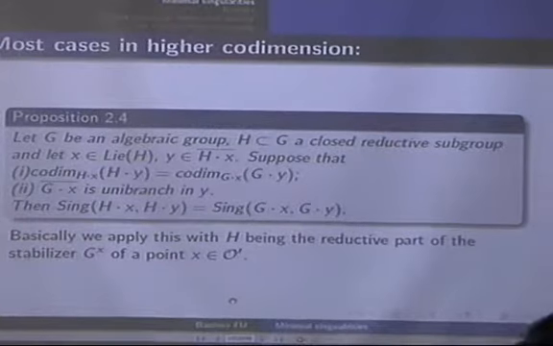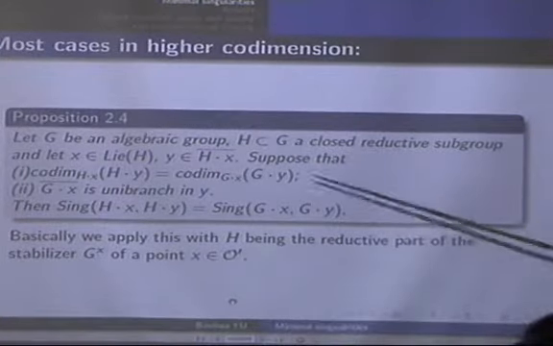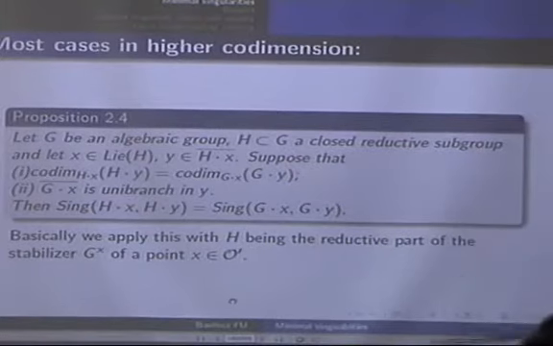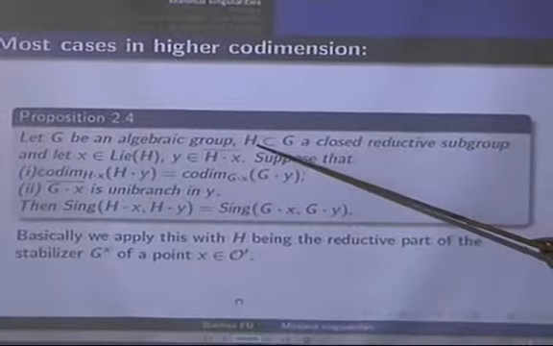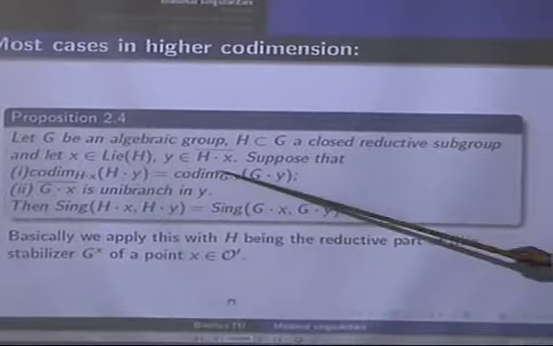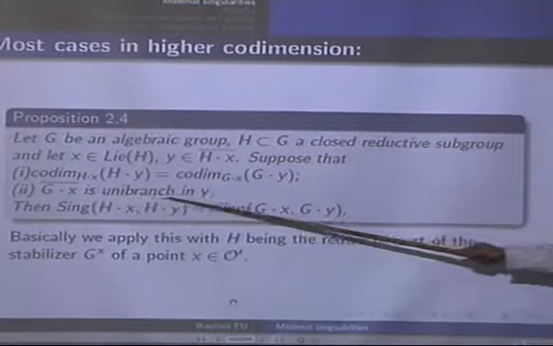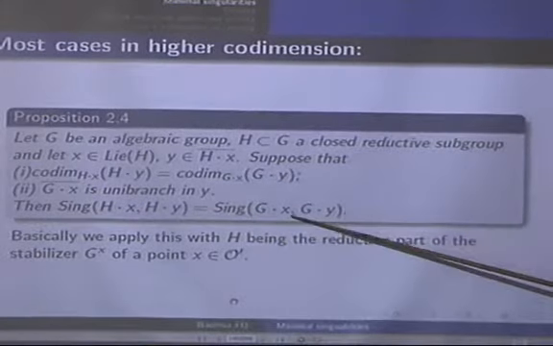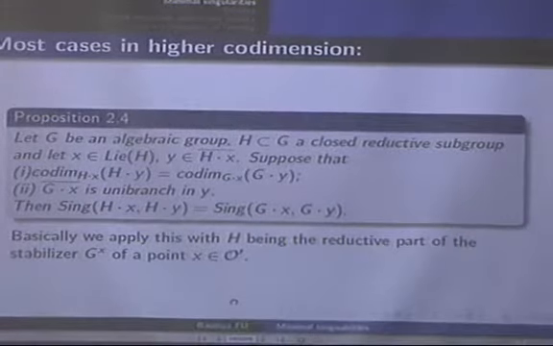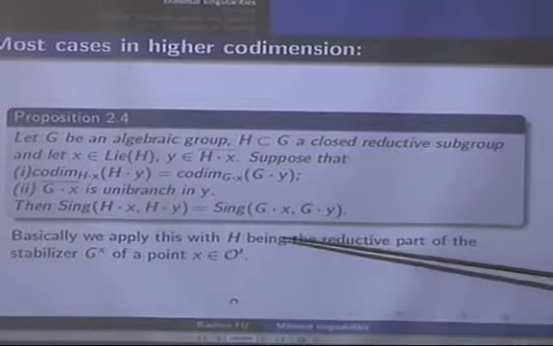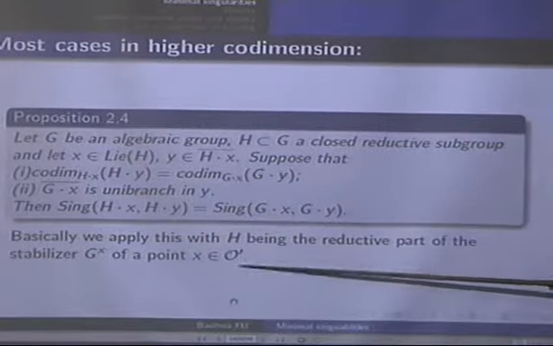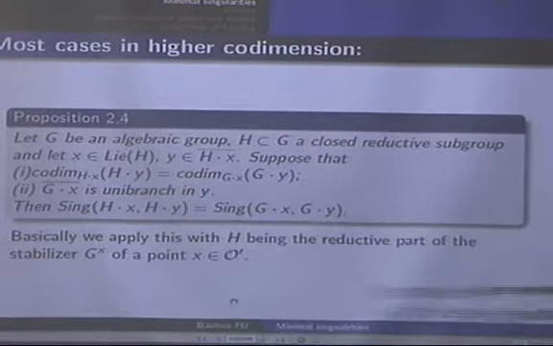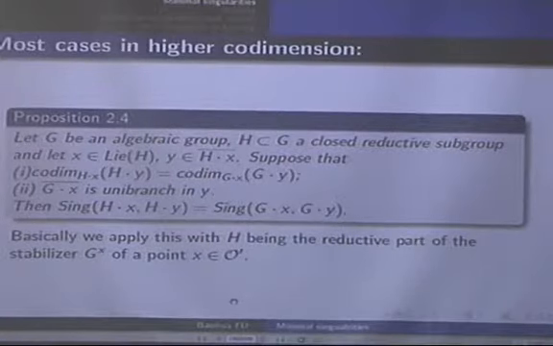So in most cases in higher codimension, we can use the following proposition. It's just saying that you can take a small subgroup. If the codimensions match, and also this is unibranch, then the singularity does not change. So in most cases we can use this, just taking H to be the reductive part of the stabilizer of a point, and in this case we can obtain the result. So let me just show you the results that we obtained.